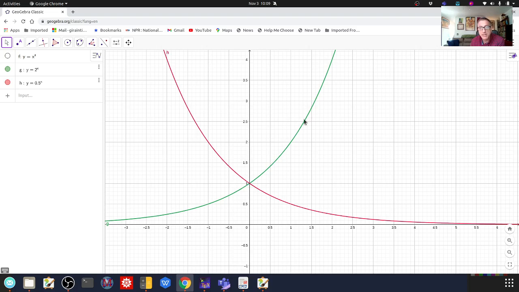If the function is increasing, then as the values of x get smaller and smaller, more and more negative, approaching minus infinity, the value of y approaches 0. If a is between 0 and 1, as the value of x increases, then the value of f of x decreases to the asymptote y equals 0.